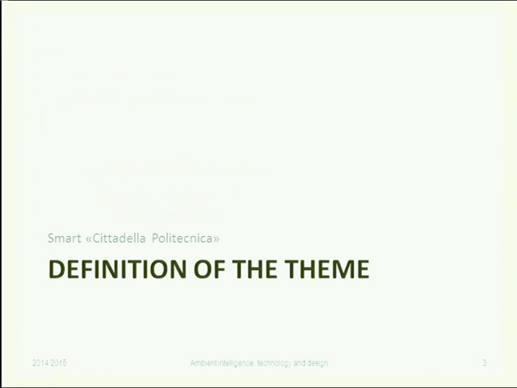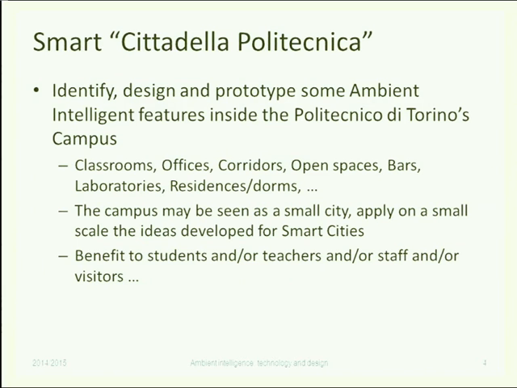So first, the definition of the theme is creating, identifying, designing and prototyping some ambient intelligent features inside the Politecnico di Torino's campus. Identify, design and prototype. So the final goal, of course, will be to have a running prototype. We already know that. First, we have to identify what we want to do. So define some features, some characteristics, some actions, some value.